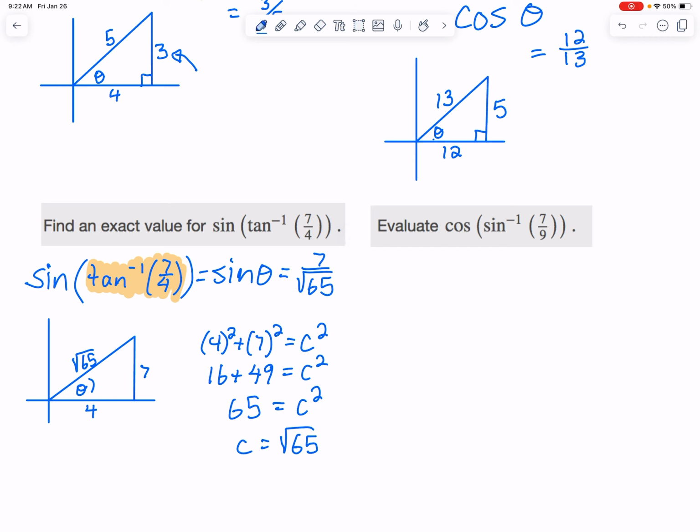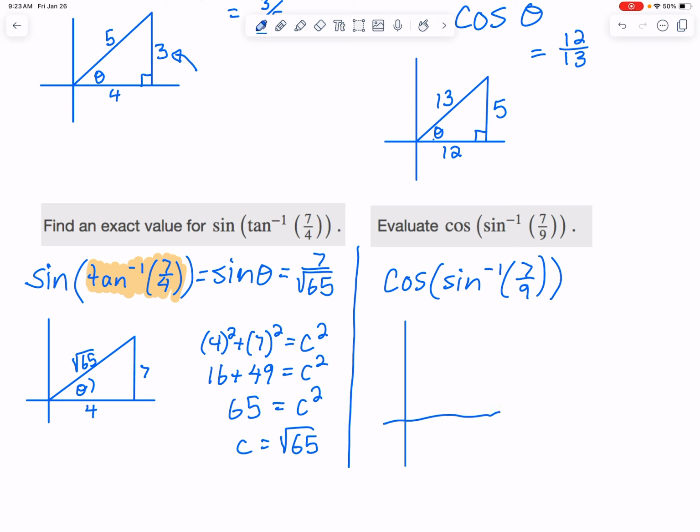All right, let's take a look at the next one. I've got cosine of inverse sine of 7 over 9. Sine is positive in the first quadrant, so I'm going to put my triangle in the first quadrant.